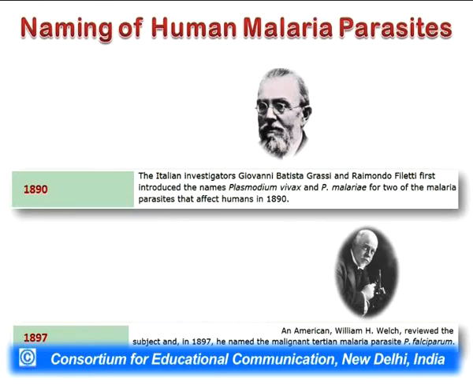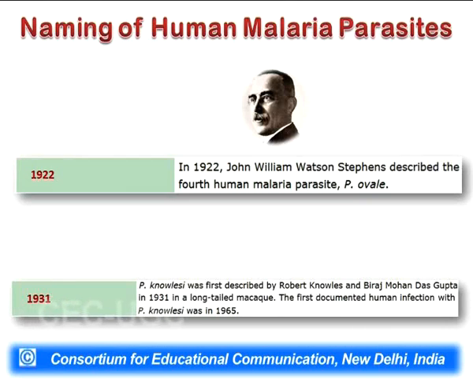In 1890, the Italian scientists Giovanni Grassi and Filetti for the first time introduced the names Plasmodium vivax and Plasmodium malariae, which affect human beings. In the year 1897, the American scientist William Welch reviewed and named the parasite which he observed under the microscope as Plasmodium falciparum. The fourth strain of malaria was discovered in the year 1922 by John William Stephens, and he named it Plasmodium ovale because the stages of Plasmodium ovale looked like an oval structure. So that's why the name Plasmodium ovale came.